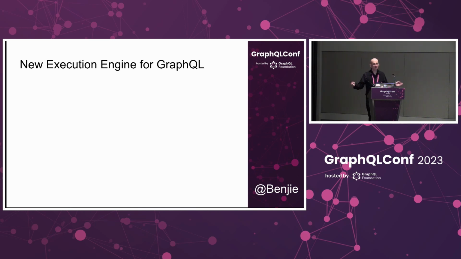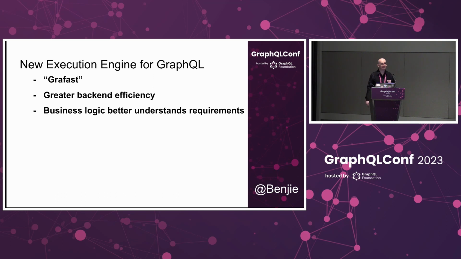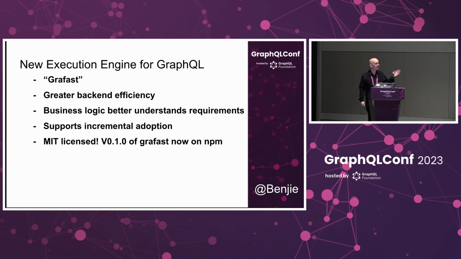I've been working on a new execution engine for GraphQL called Graphile. It enables greater efficiency across your entire backend stack by leveraging the declarative nature of GraphQL to give your business logic a better understanding of everything it needs to do. It's backwards compatible, so you can use it within your existing schemas, adopting it incrementally, and it's finally ready for people to try. I've released the source code onto GitHub under the MIT license, and version 0.1 just went onto NPM this morning.